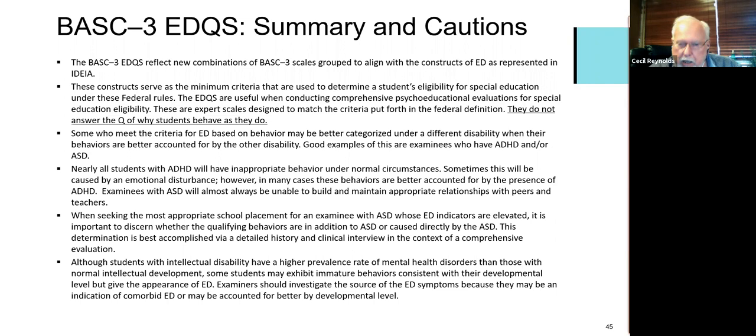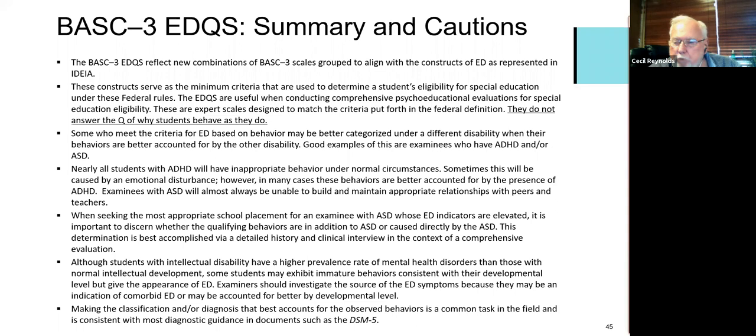As another example, we know that students with intellectual disability have a higher prevalence rate of mental health disorders than those with normal intellectual development. Some students may exhibit immature behaviors consistent with their developmental level, and that may give the appearance of ED, however. So again, examiners should investigate the source of the ED symptoms because they may be an indication of comorbid ED, or they may be better accounted for by the student's diagnosis of intellectual disability, and the behaviors may simply be immature for chronological age, but consistent with their overall developmental level.